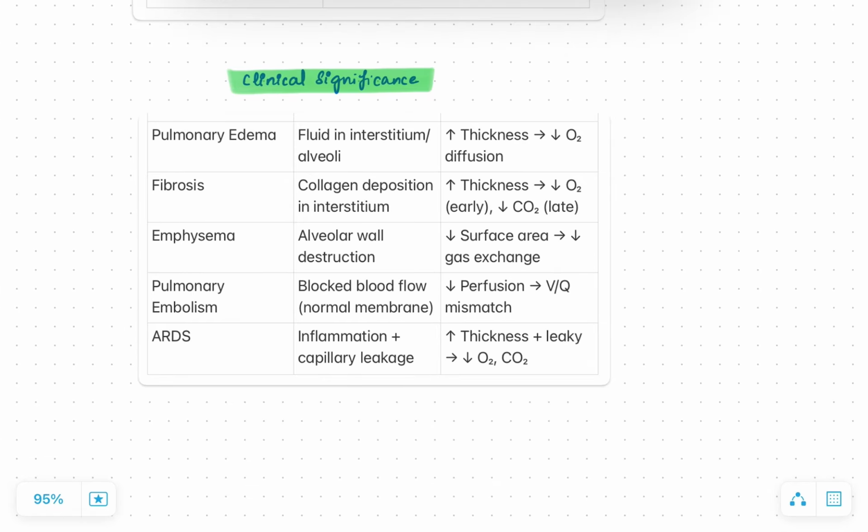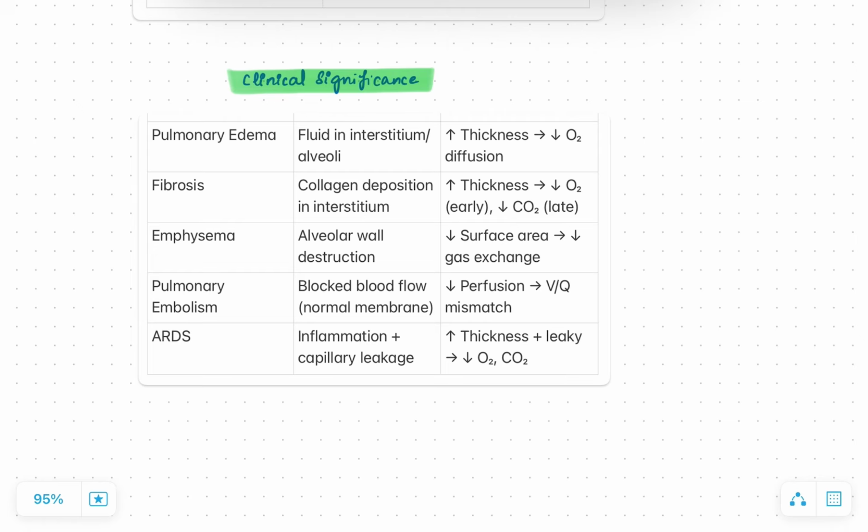Next, clinical significance. In pulmonary edema and fibrosis, there will be fluid and collagen deposition. In fibrosis, there is collagen deposition. In pulmonary edema, there is fluid deposition in the interstitium, which is the third layer of the respiratory membrane. Because of this deposition, there is an increase in thickness, which causes a decrease in oxygen diffusion.